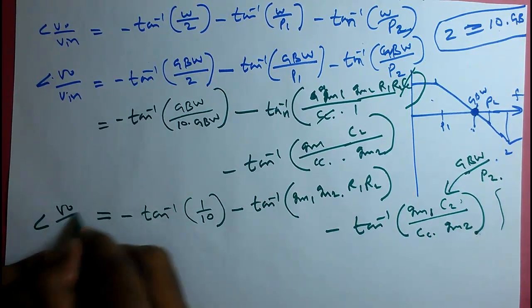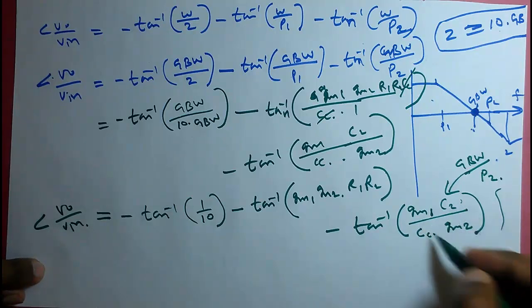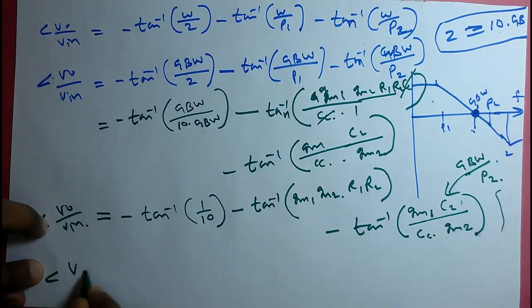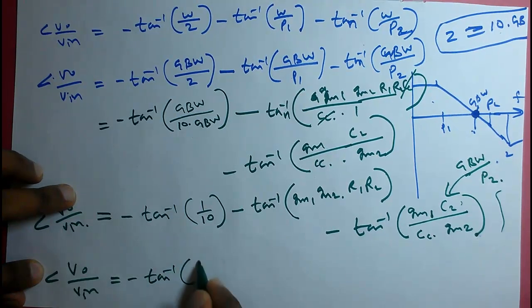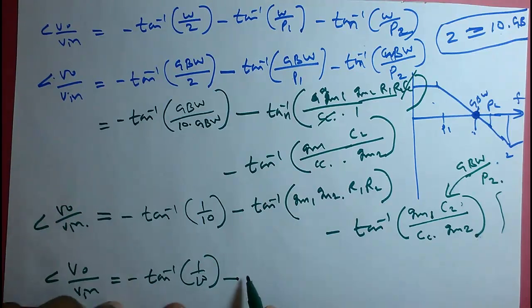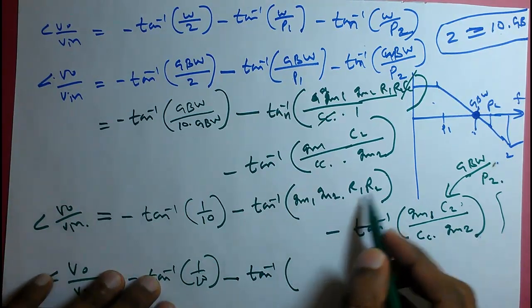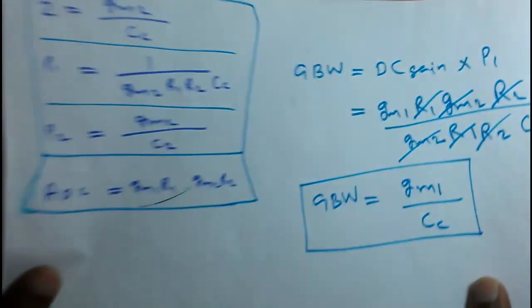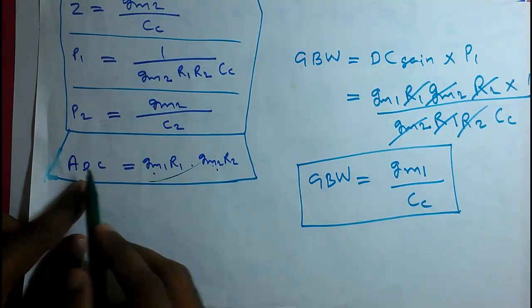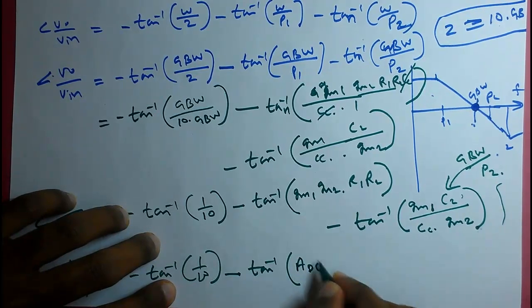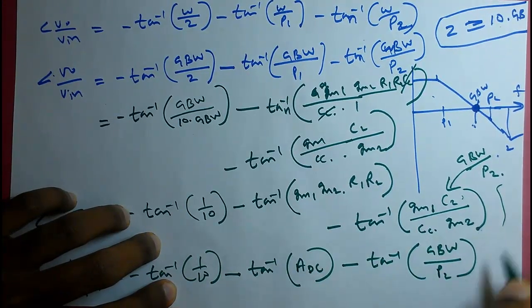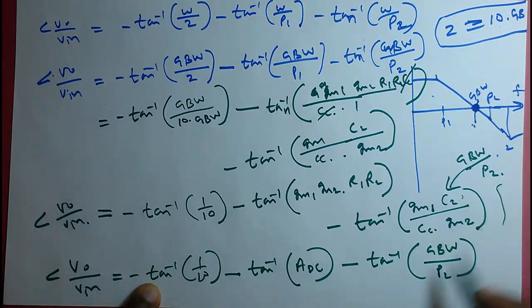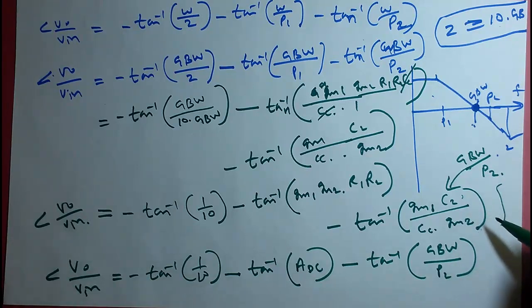So this is the angle of V out by V in. I am writing it again; we are not doing this substitution now, we will do it later. So the angle of V out by V in, calculated at the gain bandwidth frequency, equals minus tan inverse 1 by 10 minus tan inverse gm1 gm2 R1 R2, that we are familiar with. gm1 gm2 R1 R2 is the DC gain, so we can substitute this as DC gain A_DC, minus tan inverse gain bandwidth divided by P2. We are not substituting the value here because at this point we need a relationship between gain bandwidth and P2 to get the required phase margin.